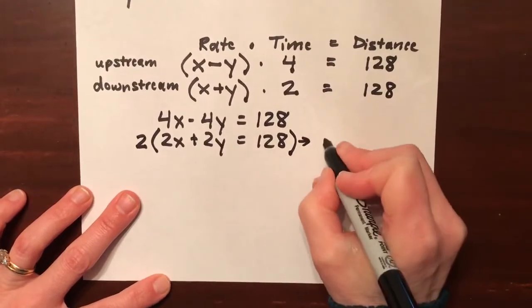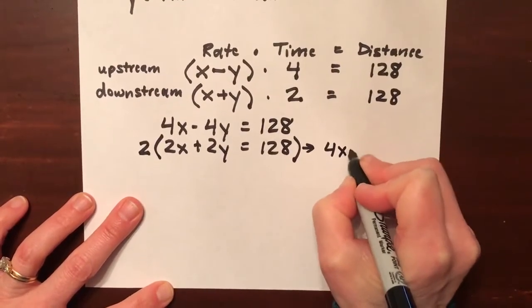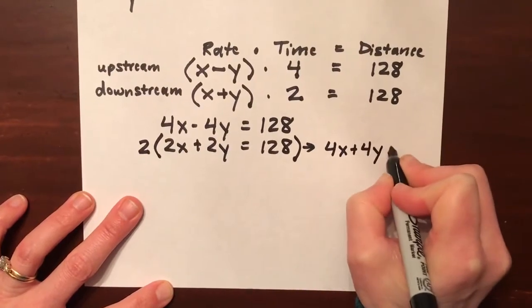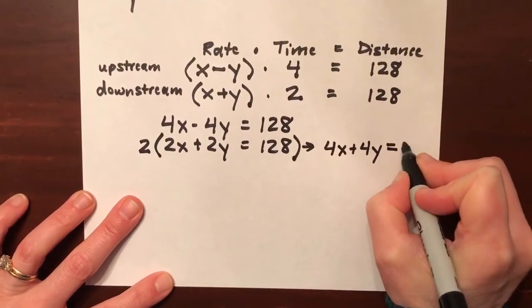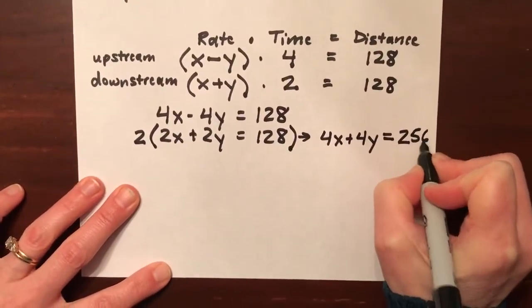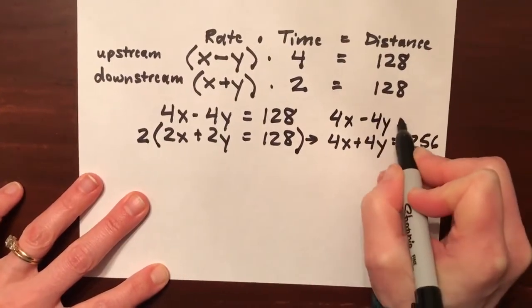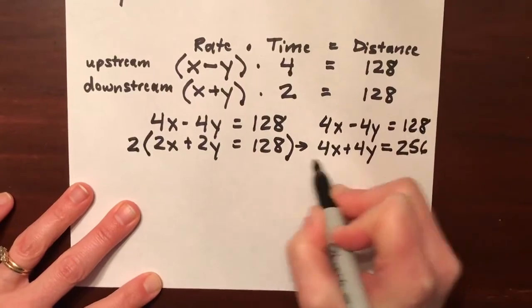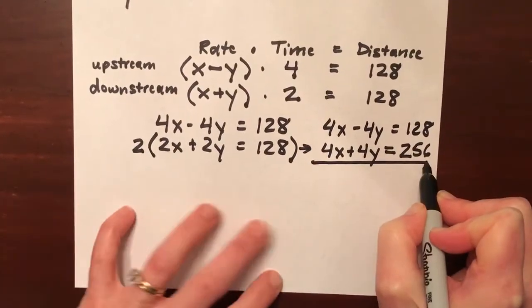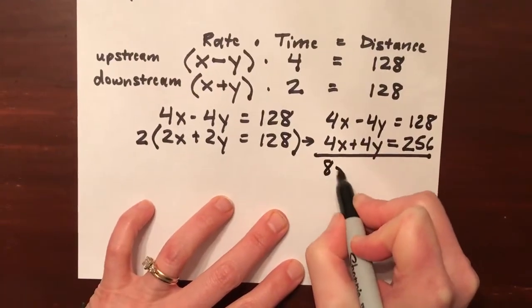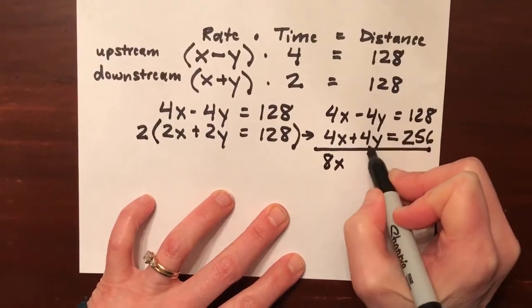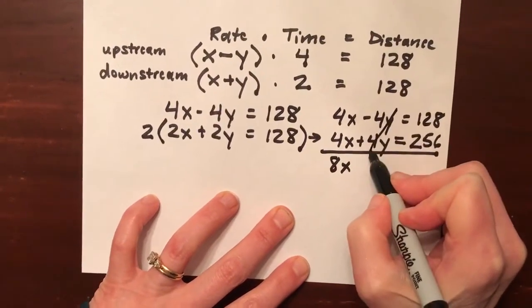Let's do that. I've got 4x plus 4y equals 256. And my first equation stays the same as it was before. Now I can add these two equations together. 4x plus 4x will be 8x. And then the negative 4y and the positive 4y cancel out.